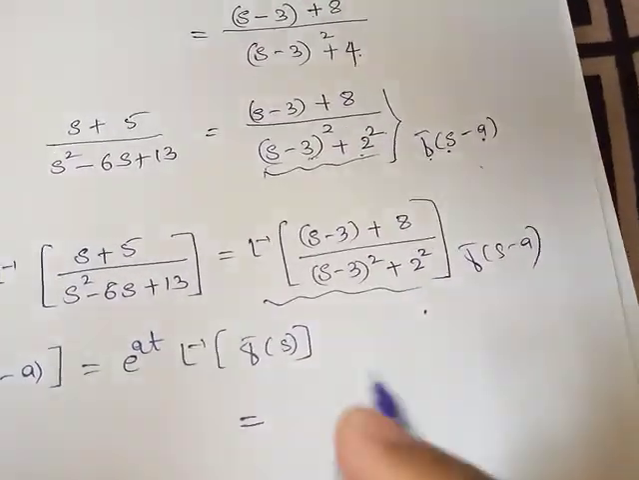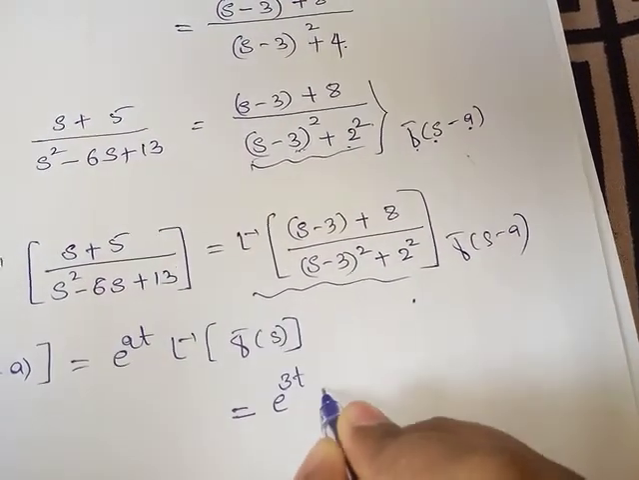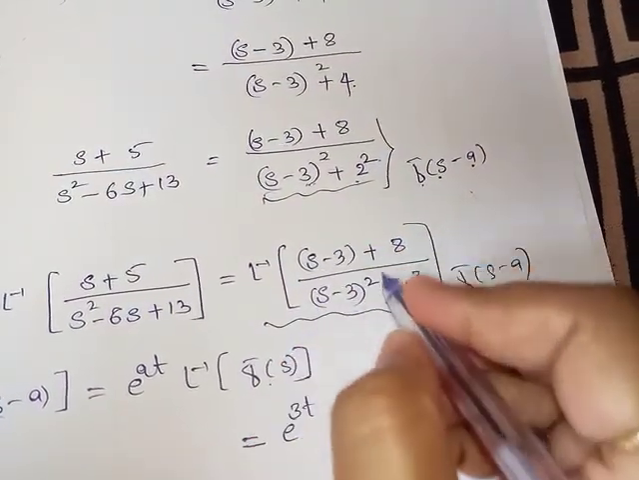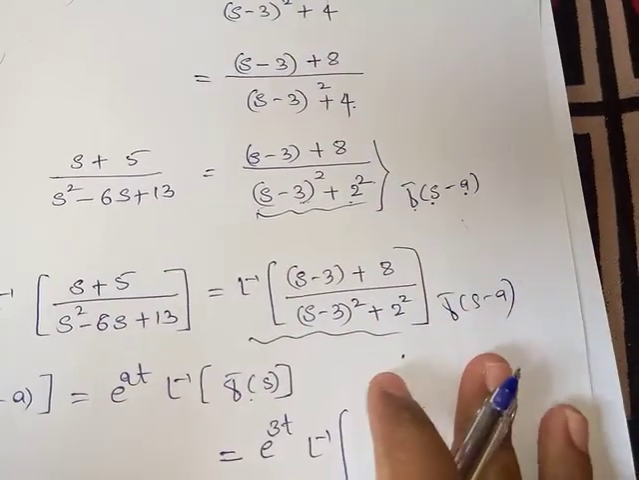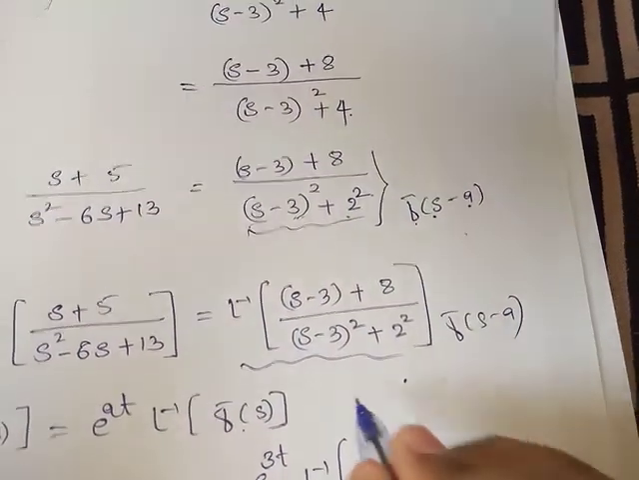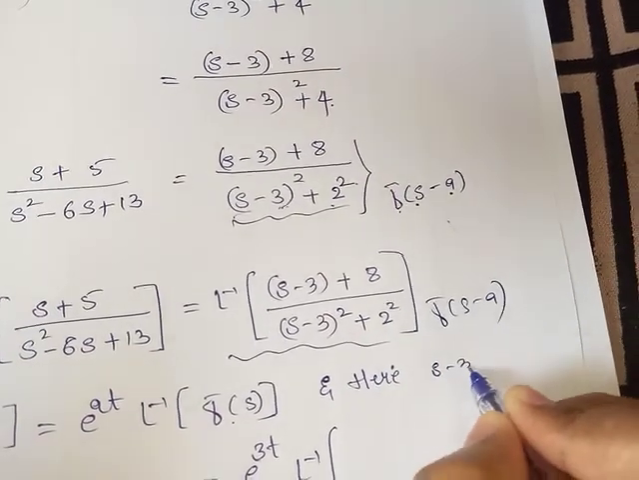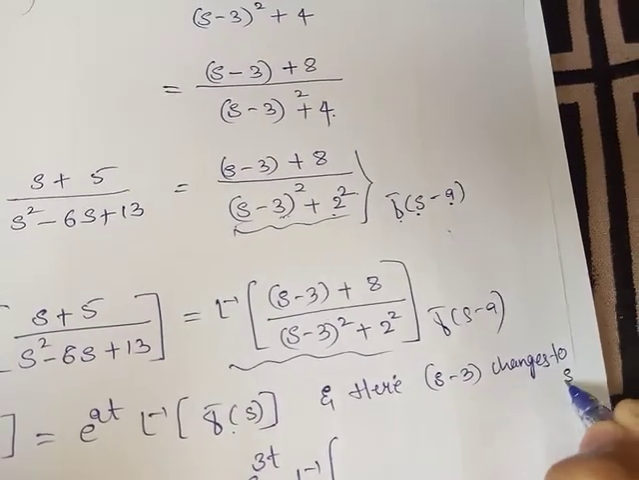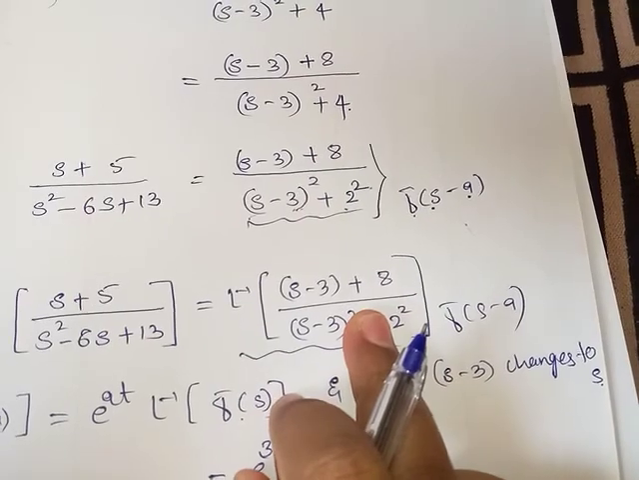L inverse of f bar of s minus a is e raised to at. First I will write this e raised to at. Here a value is 3, so it is e raised to 3t. L inverse. Here we have f bar of s, meaning we have to take only the s term here, not the s minus 3 term, so here s minus 3 changes to s, and here s minus 3 changes to s, because here we are taking f bar of s. This is f bar of s minus a term.